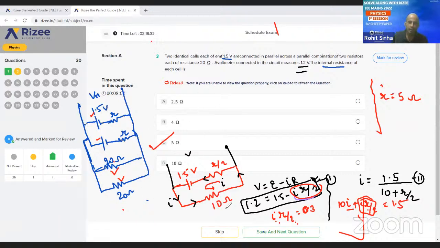Now let's move further and go through the next question.